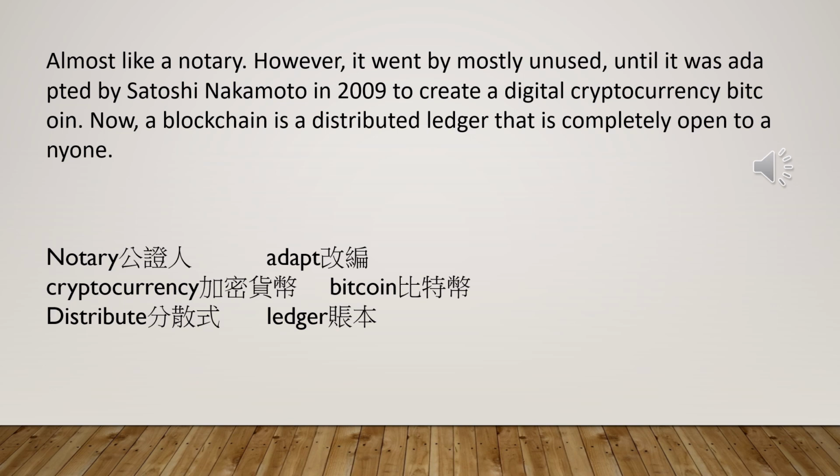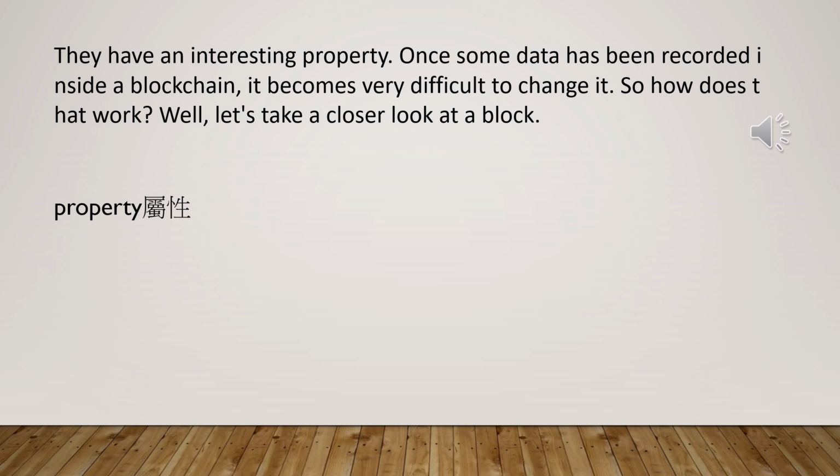Now, a blockchain is a distributed ledger that is completely open to anyone. They have an interesting property. Once some data has been recorded inside a blockchain, it becomes very difficult to change it. So how does that work? Well, let's take a closer look at a block.